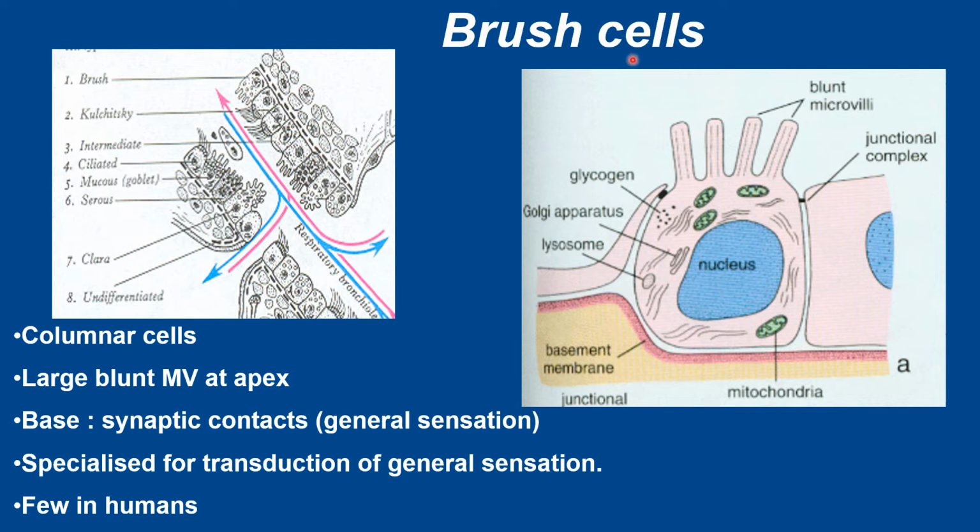The brush cells. The brush cells are actually columnar cells, maybe cuboidal also. They have large, blunt microvilli and multivesicular bodies at the apex. The base has a synaptic contact for general sensation, and they are specialized for transduction of general sensation. They are few in humans.